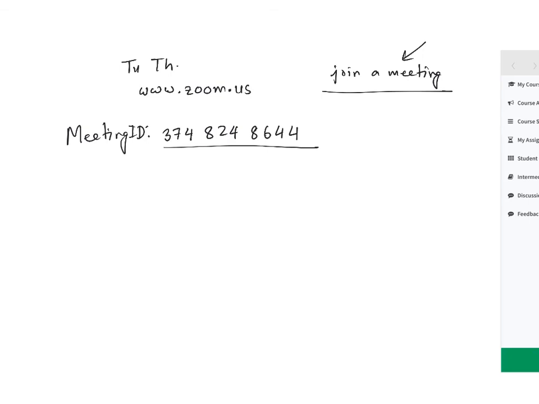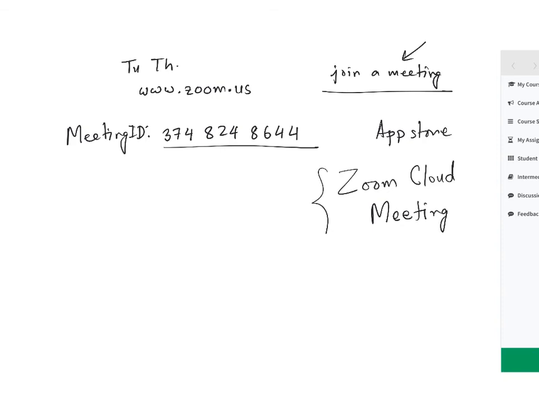And also, if you're using, let's say, an iPhone, you can join the meeting with an iPhone or any other smartphone. Go to the Apple App Store and search for Zoom Cloud Meeting. It'll give you an image of a blue camera, and that's the one you want. Download it on your cell phone or smart device, tablet, whatever it might be, and you should be able to join the Zoom meeting next time.